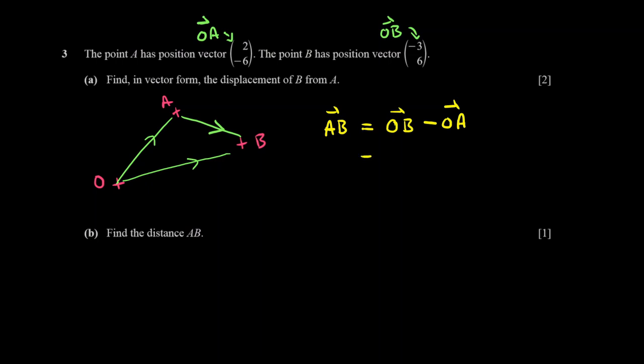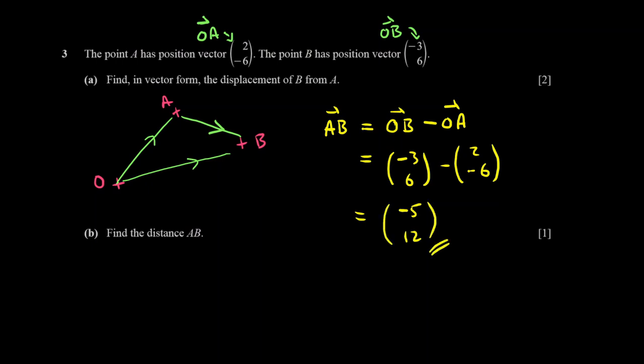All right, so let's just key in our values. OB is negative 3, 6. OA is 2, negative 6. So if we do that, we've got negative 3 minus 2, which is negative 5. And then 6 minus minus 6, which is 12. Okay, so that's our vector.